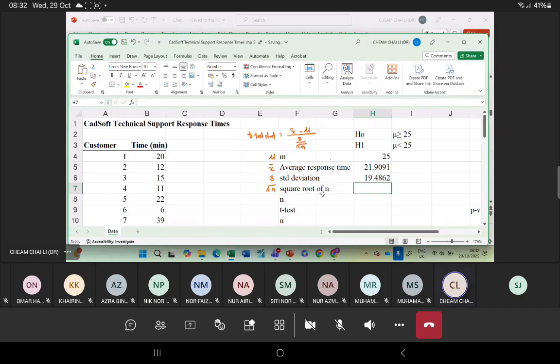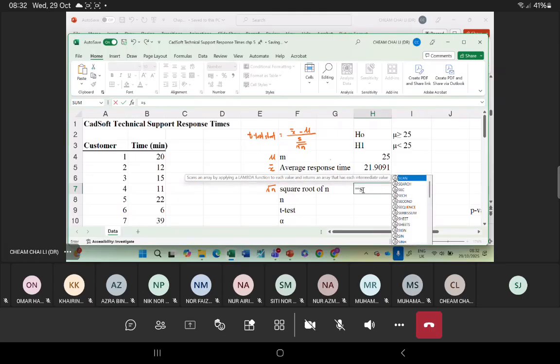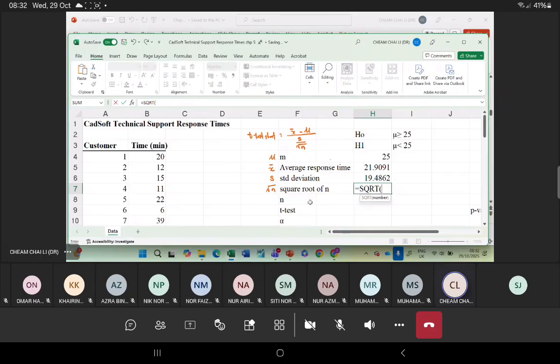And for this square root of n, in Excel, you just type something like that. Square root is SQRT. Yeah, SQRT. So this is square root, right? You ambil yang ni. And then you need to put in the number, one number. You need to calculate the n, kan? Yeah, before that, we have to calculate n.